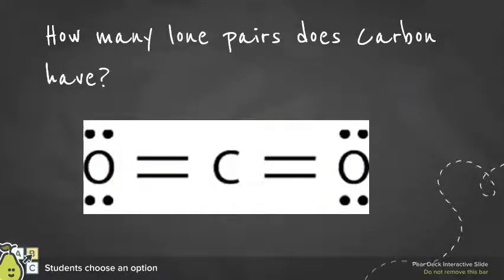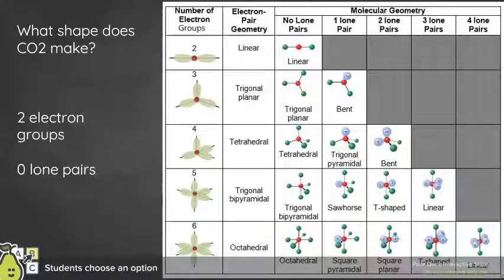Are any of these lone pairs? No, they are not. No lone pairs. We have lone pairs only on the oxygens, but right now this question is asking about carbon. So there are no lone pairs on carbon. So we're going to use our chart here again, and we're going to find the one that has 2 electron groups and then no lone pairs, and that's going to be linear.